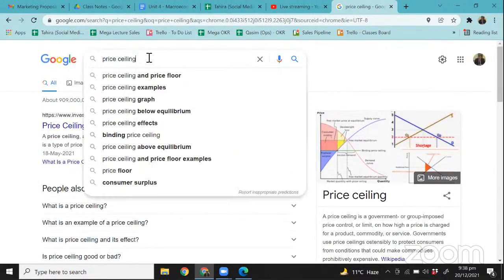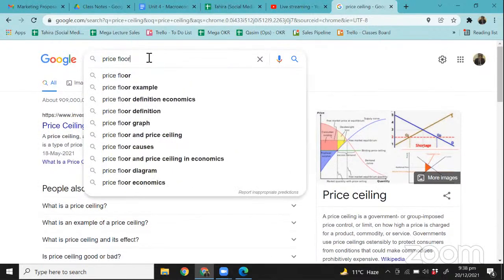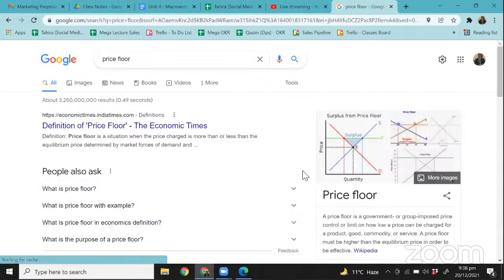So maximum price is price ceiling and minimum price is price floor, right? Limit on how low a price can be charged. Yeah, that's correct. Right? We good on this, students? Any confusion? Anything that's not clear, right?